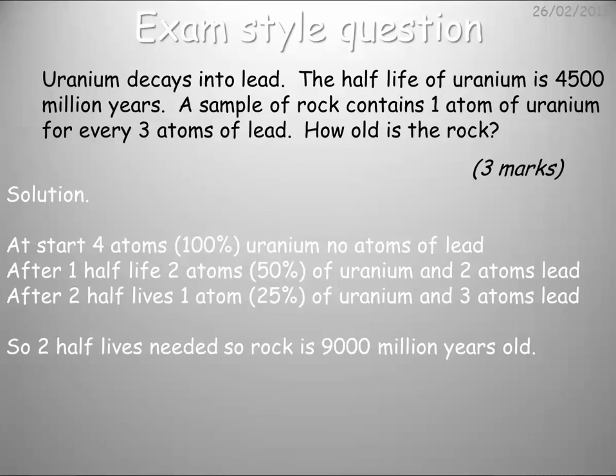So the uranium goes from 2 down to 1, and if you think about it, the lead goes up to 3. Now if you look at this in all situations, we've got 4 atoms at all times. So now we have our ratio 1 to 3, and it took us 2 half-lives to get to that. So if we know the half-life of uranium is 4,500 million years, then we times that by 2 and we find out that our rock is 9,000 million years old.